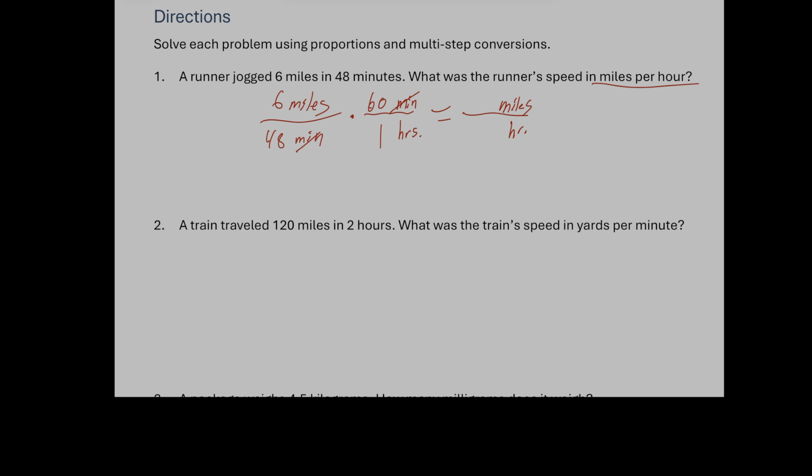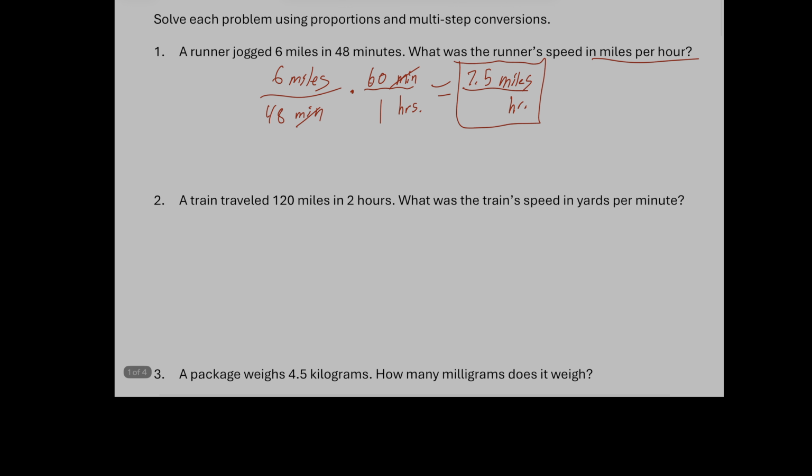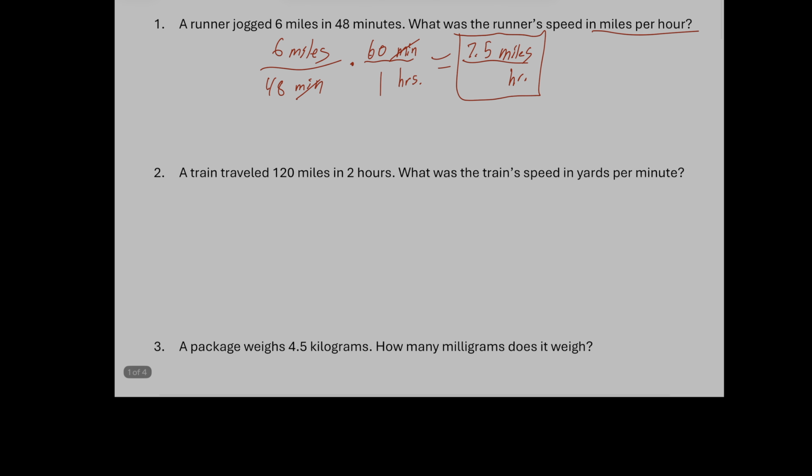So I'll take my calculator and punch in 6 times 60 equals, and then I'm going to divide my answer by 48, and I'm going to get 7.5 miles per hour. That's how fast they're running. Sounds pretty quick. That's basically an 8-minute mile. That's not bad. If you're running a marathon, that's pretty good.